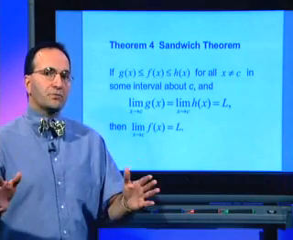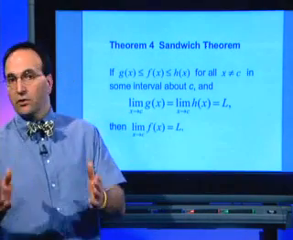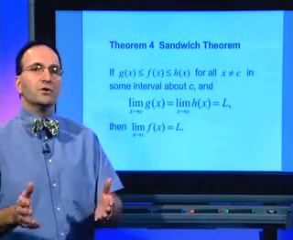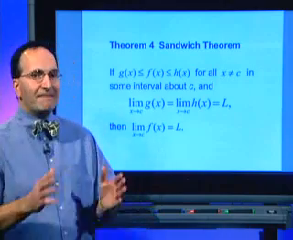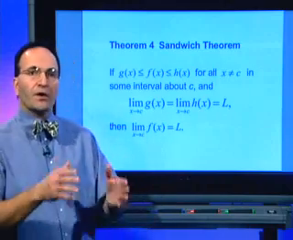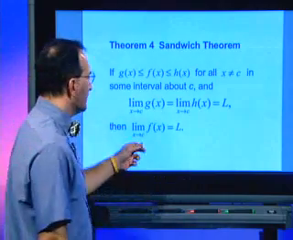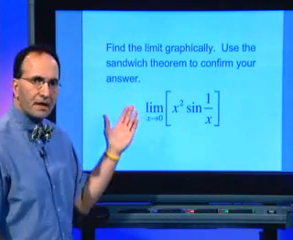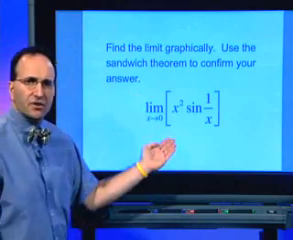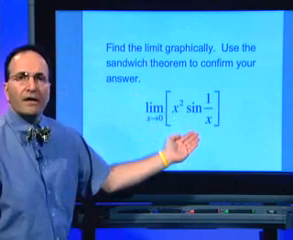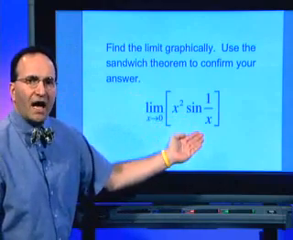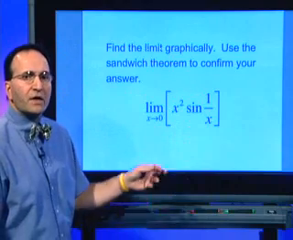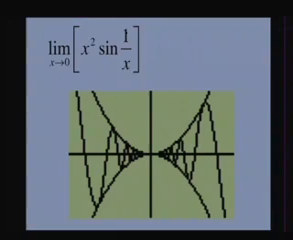I think the best way to illustrate this would be to look at an example where we use both a graph and then the sandwich theorem to confirm what we see from the graph. So let's take, for example, finding the limit as x goes to 0 of x squared times sine 1 over x. So let's look at the graph first.